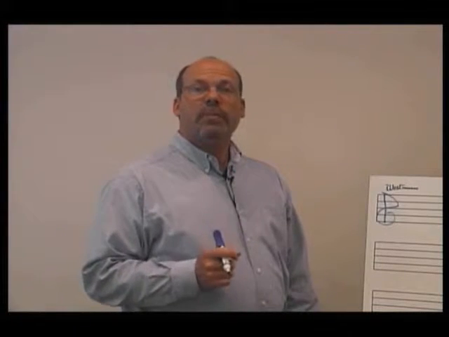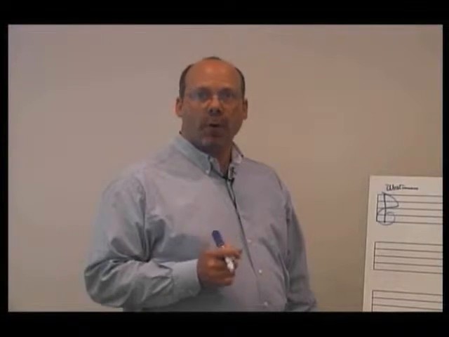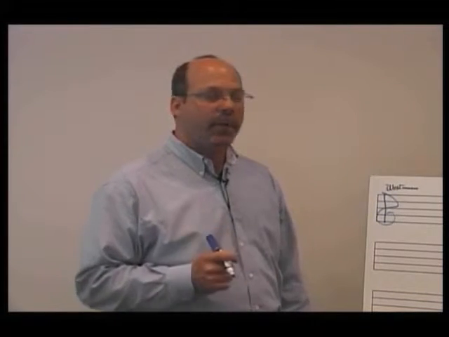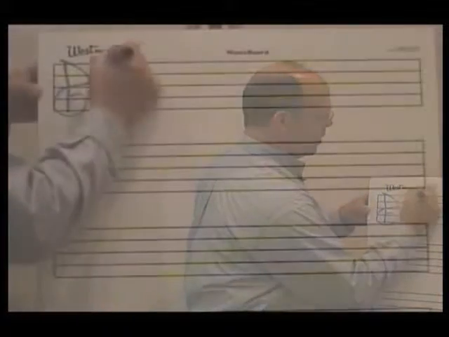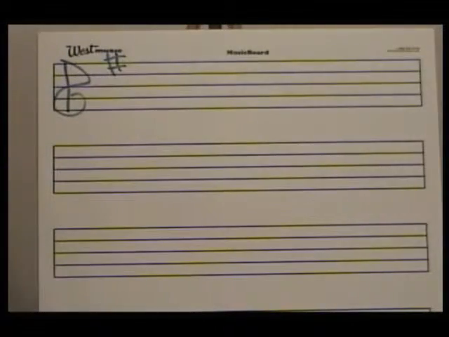Now, the sharps also come in a certain order, which makes it a little easier to know what your key signature is when you begin playing a piece of music. The first sharp is always F sharp. If you see a piece of music that has one sharp, it will always be on F. These sharps go in a certain order, and there's a reason for that. We'll get to that in the circle of fifths in just a little bit.